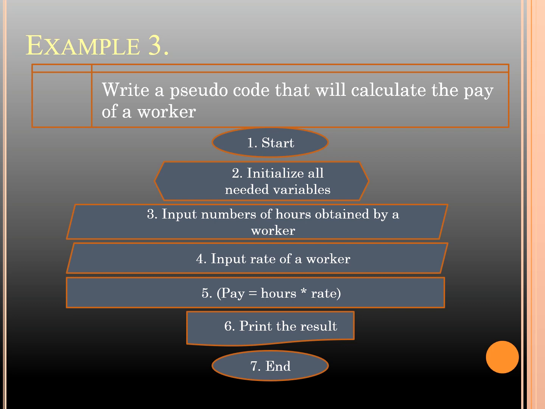Then for the fifth step, we need to put a formula on how we can compute the rate of the worker per hour. So in the parentheses, you can see here pay is equals to hours multiplied by rate. Then after satisfying the condition, for step 6, we need to print the result, and for step 7, end the process.